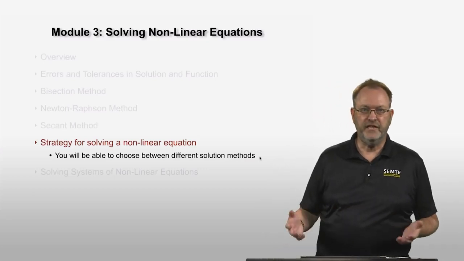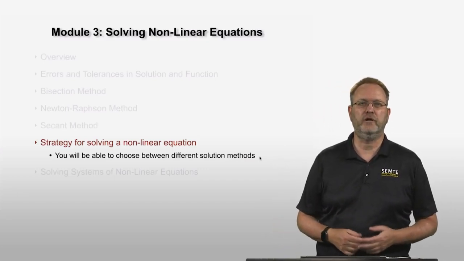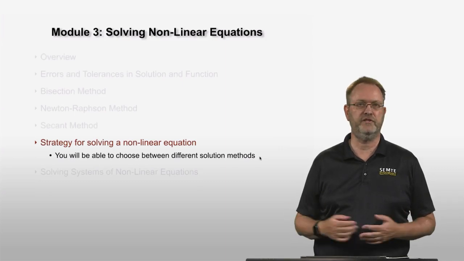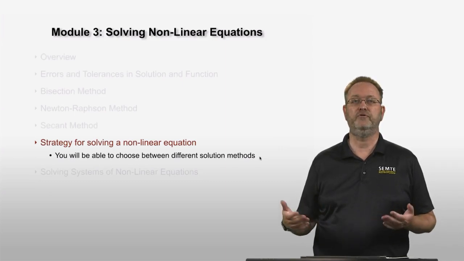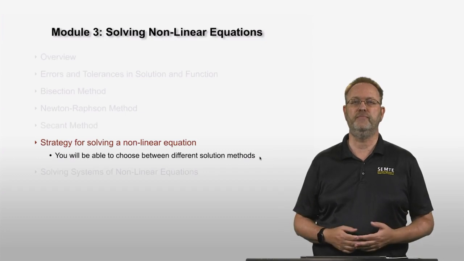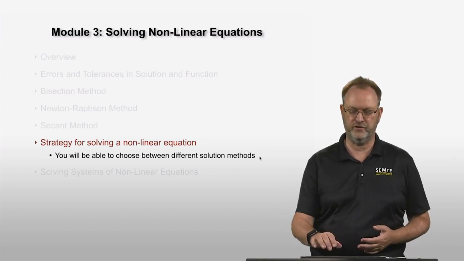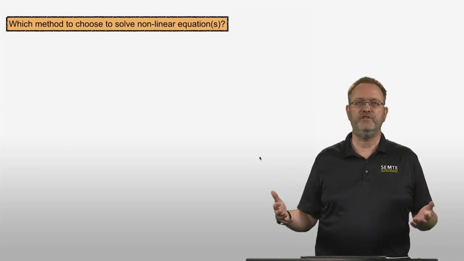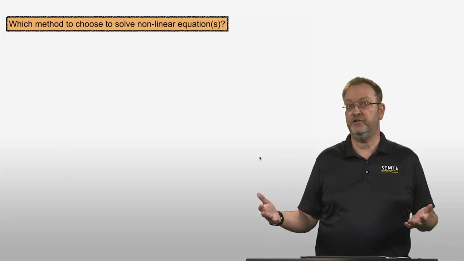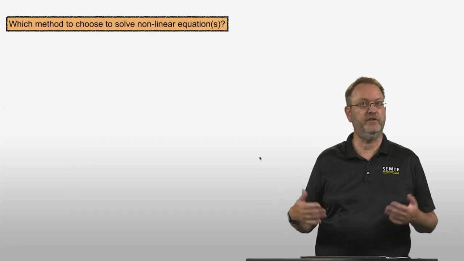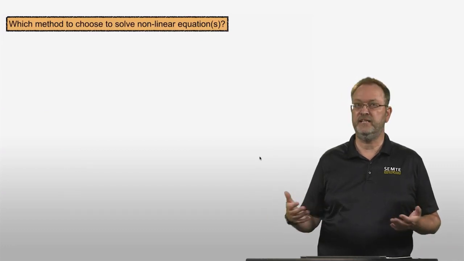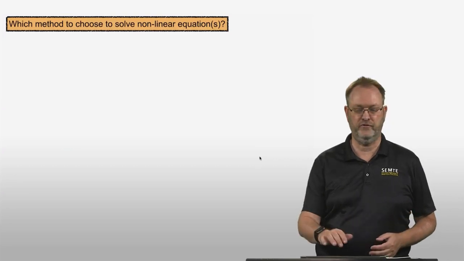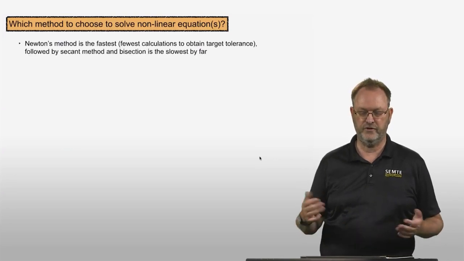Welcome to this video in which we're going to talk about strategies for solving nonlinear equations so that by the end of this video you will be able to choose between the different solution methods that we have talked about so far. So the big question is, which method of the three that we talked about, the bisection method, Newton's method, or the secant method, which one of these methods should you choose to solve a nonlinear equation or nonlinear equations?